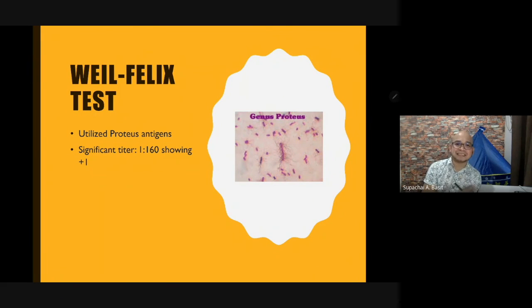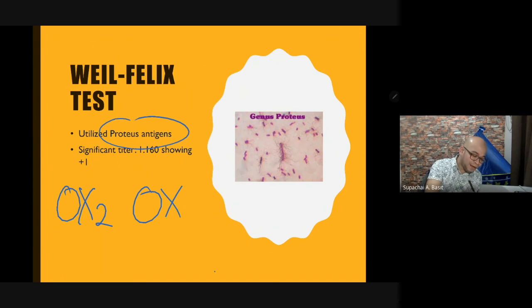The Weil-Felix test is the test for rickettsial antibody. Okay, for rickettsial infection, which utilizes antibodies against Proteus antigens. So let me correct myself there. The Proteus antigens that we are using here are the OX2, OX19, and the OXK, which came from the Kingsbury strain.